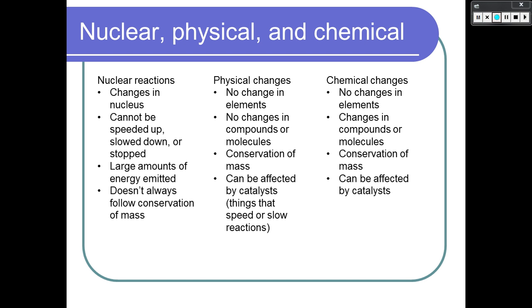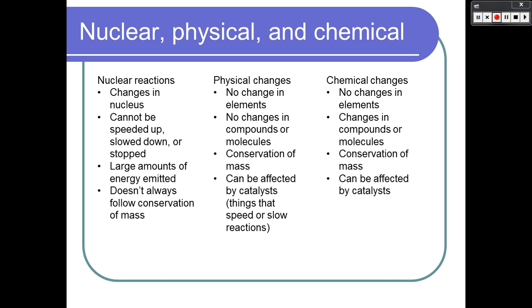Actually, physical and chemical changes also happen naturally, and that's the last bullet on physical and chemical changes. Those can both be affected by what are called catalysts. And catalysts are things that speed or slow reactions. So a catalyst we're all kind of used to is temperature. If you add energy to, say, melting ice, it speeds up that physical change of the ice melting.